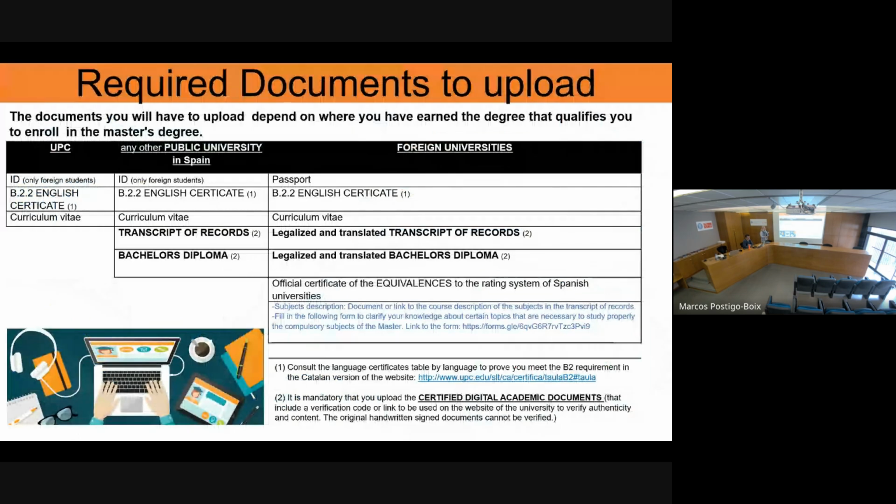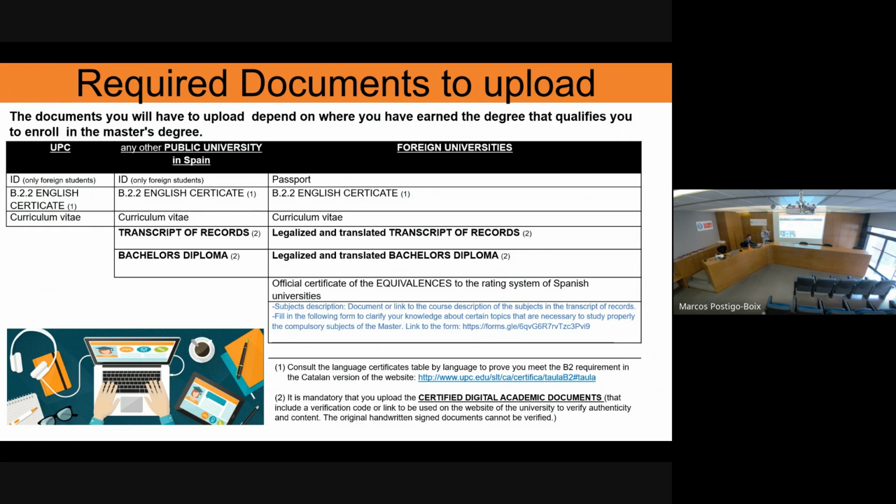Once there, you will need to upload some documents. Of course, it depends where you have earned your bachelor degree. If you have already earned it in the UPC, we have all your academic details, so you don't have to upload anything, just the curriculum vitae and also the English certificate, because both master's degrees are taught in English. So at least you need a B2 certificate of English.